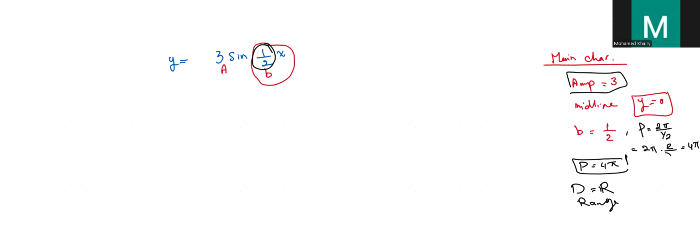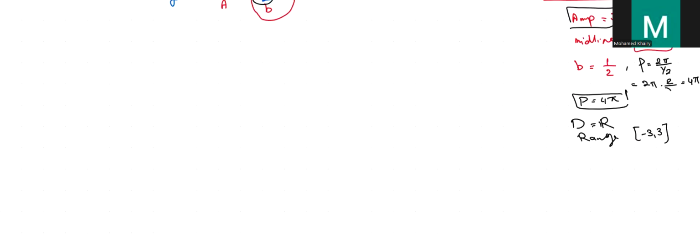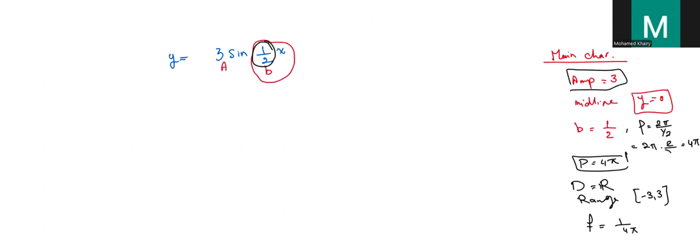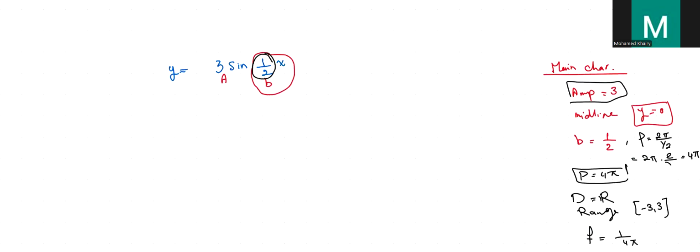From -3 till +3. This is my midline. And the frequency, sorry, this is the range. And frequency here equals 1 over 4. This is the frequency. Now we finished everything. We are going now just to create the table. Let's create the table together.